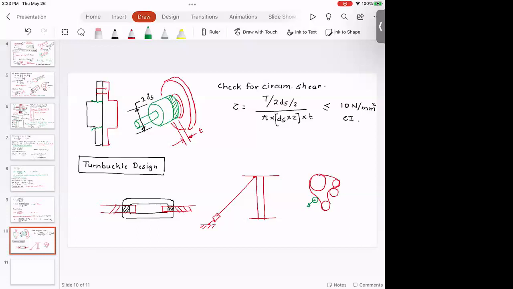Now, I want to clarify one thing. In the next lesson, we are going to talk about something called power screws. What are power screws? Power screws are like lead screws, where you have a screw and a nut. You rotate the screw and the nut goes forward or backward.